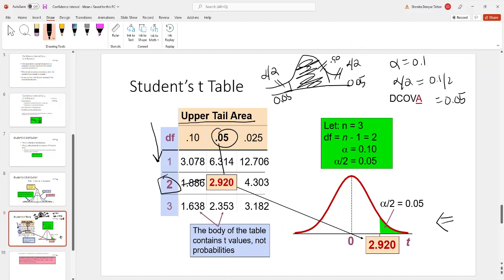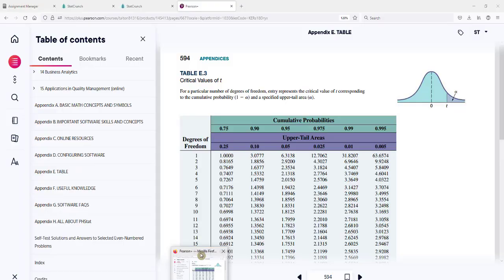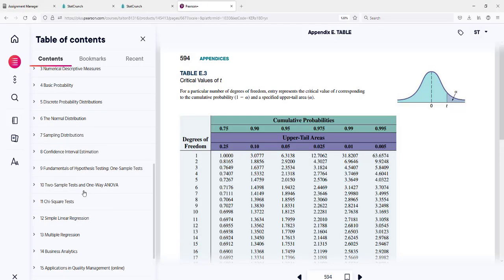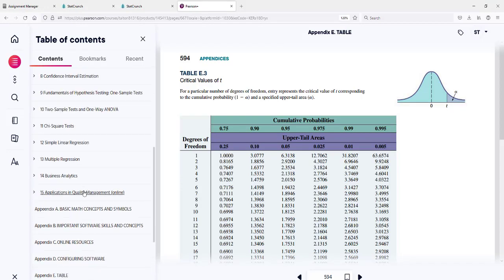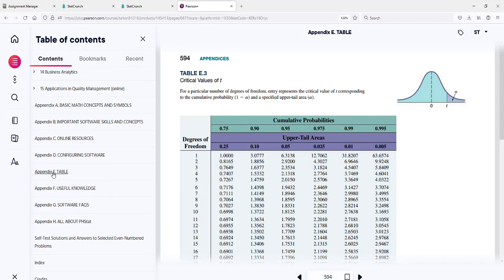To find this in your textbook, this is your ebook. If you go to your ebook and scroll down, you'll see Appendix E, and it says tables. You want to go to table E3. It's the critical values of t. And like I said, it gives you the upper tail area, and that's shown here.